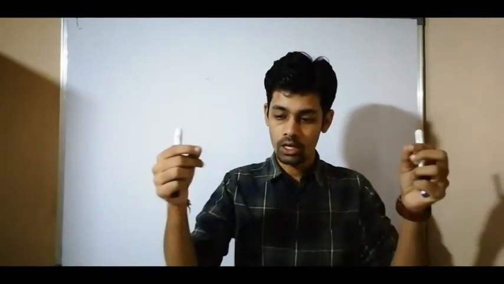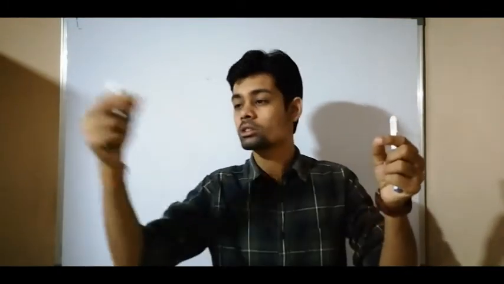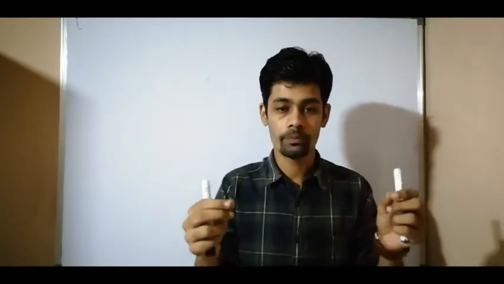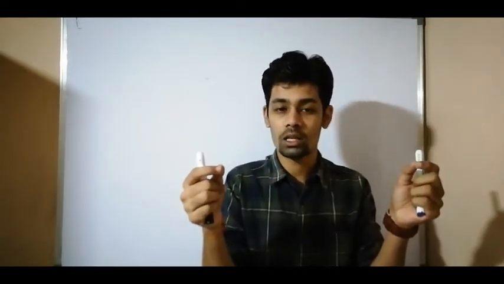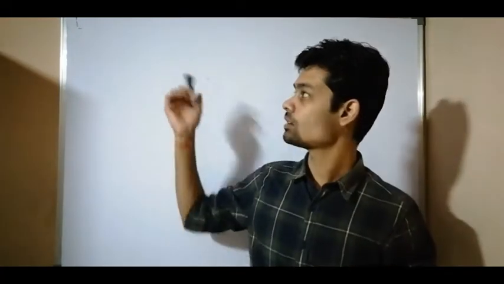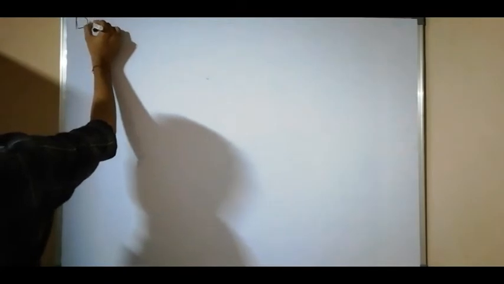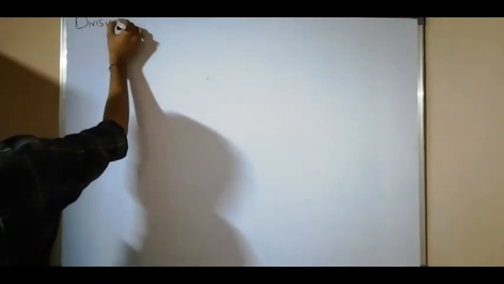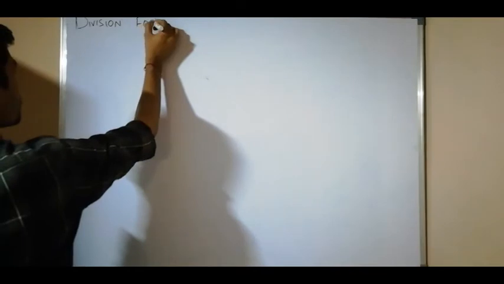P is any point, whether on the line segment AB or outside the line segment AB, maybe before A, maybe after B. Now, how does this point P divide AB, divide the distance AB, divide the line segment AB in the ratio m is to n? That is the division formula.